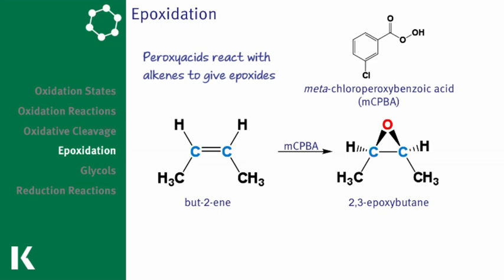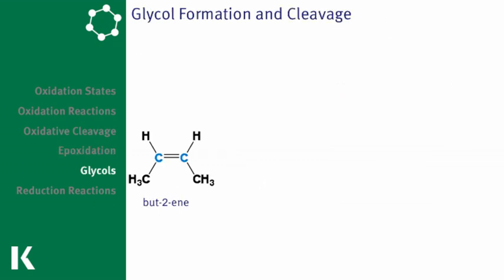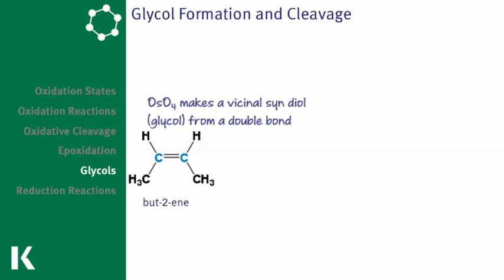As you can imagine, the three-membered ring common to epoxides is extremely reactive, which underscores their usefulness in synthesis reactions. Now as we explore glycol formation, you'll be struck by the similarities with epoxide formation. Osmium tetroxide, however, is the reagent here, and it makes vicinal syn-diols out of alkenes, like this one that we've been studying in the past few examples.